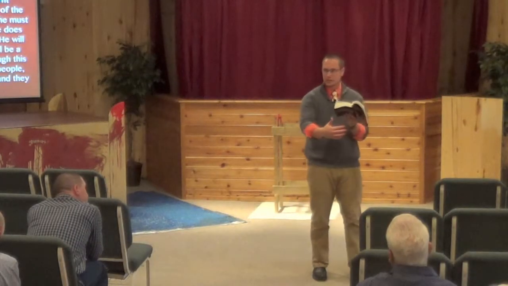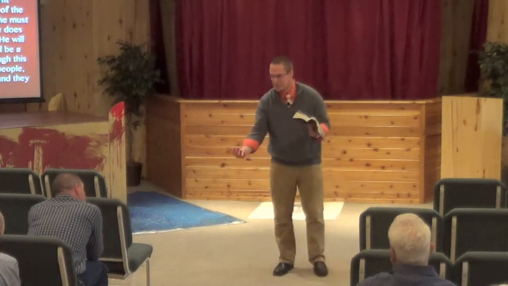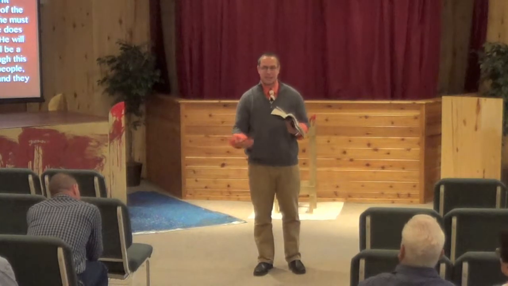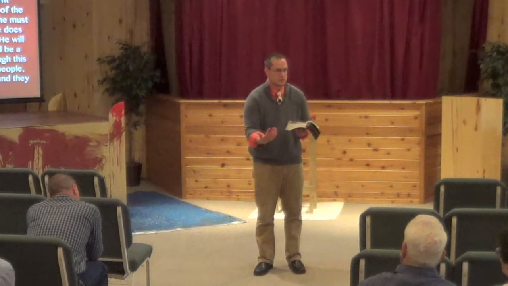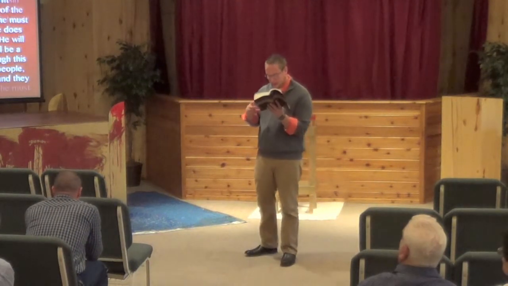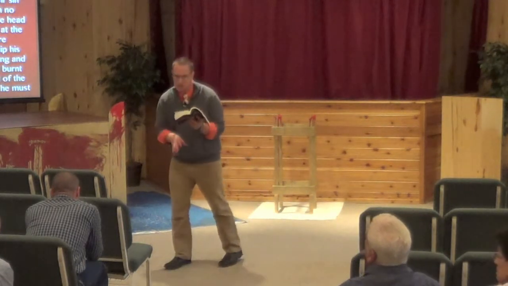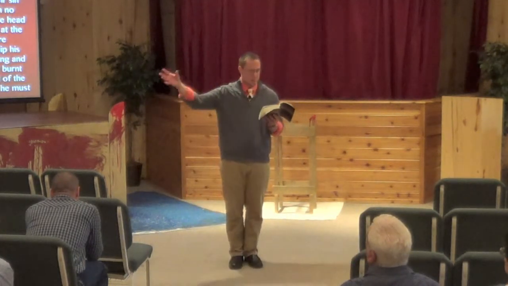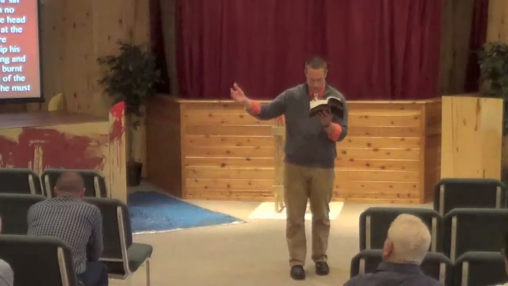So through this sacrifice, the people are purified of their sin that they didn't mean to commit, they didn't know they had committed, they had unintentionally done this. They are purified even of these sins through this process. Verse 32, if the people bring a sheep as their sin offering. Well, why would you bring a sheep? A sheep is less valuable yet than a female goat. If you bring a sheep as a sin offering, it must be a female with no defects. They must lay a hand on the head, slaughter it at the place, and everything is the same from there on out.